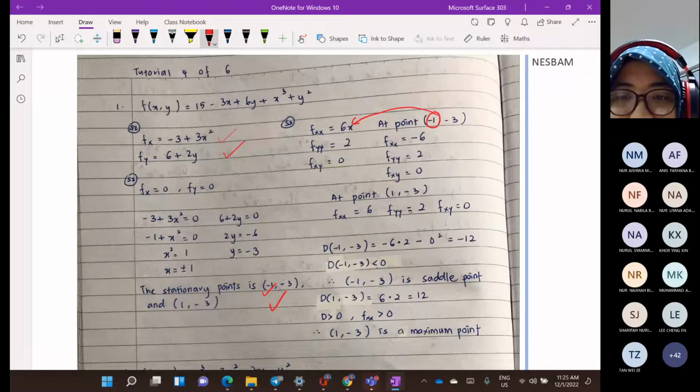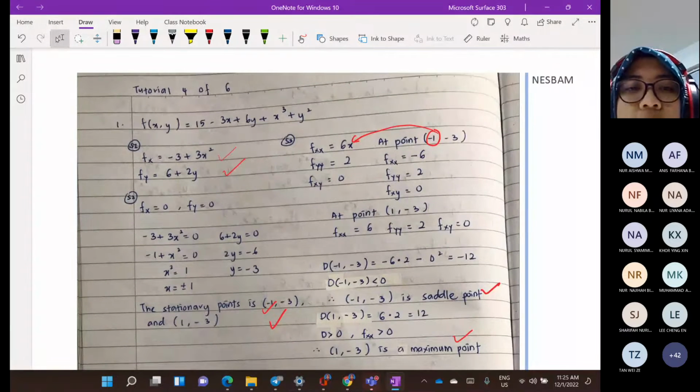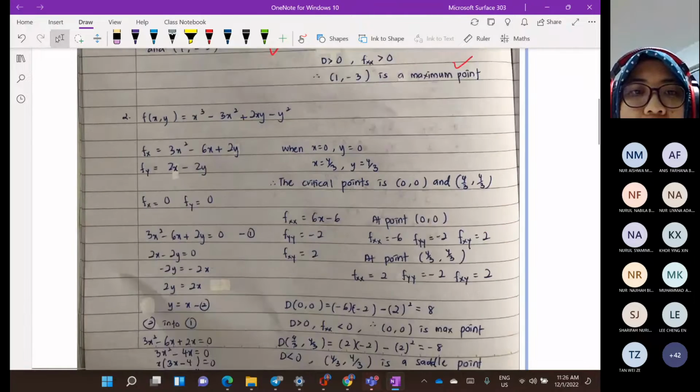Okay. Alright. So dia masukkan, so D less than 0, this is saddle point. Maximum point. Okay. Betul? Mudah je. Nah. So 2 to 4 of 6 nak test kamu punya step 1, step 2, step 3, step 4. Ya, step 4. Okay, and so on lah. Macam yang kamu ingat. Okay, number 1 settle.